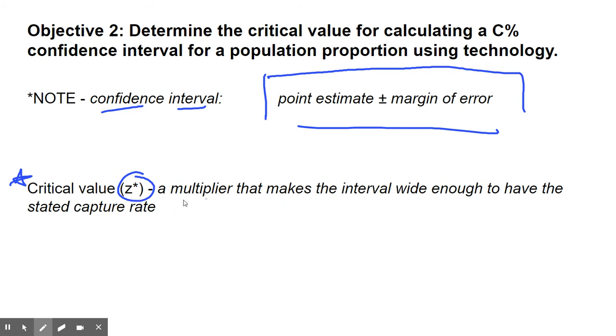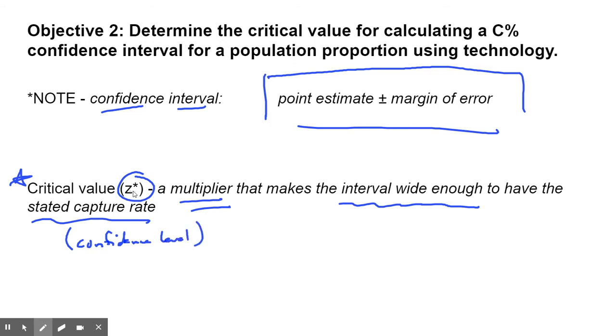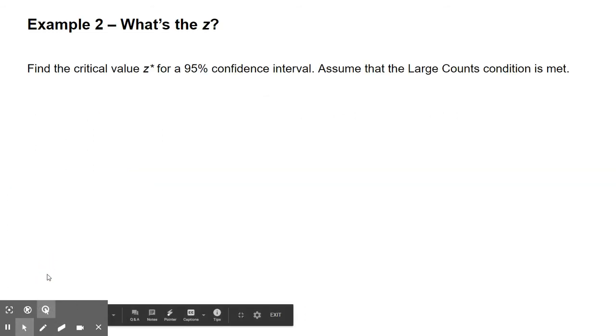So z star is going to be this multiplier that makes the interval wide enough to have the stated capture rate, so to match our confidence level, right? The stated capture rate is the confidence level. So your z star is going to be very much related to the confidence level. And we'll talk about it in the example ahead. But we have to make sure we know how to find this z star value. Very important.